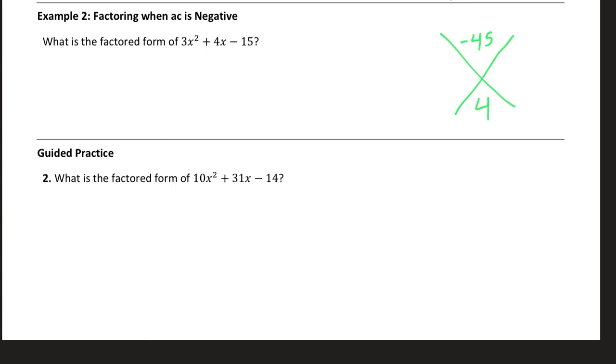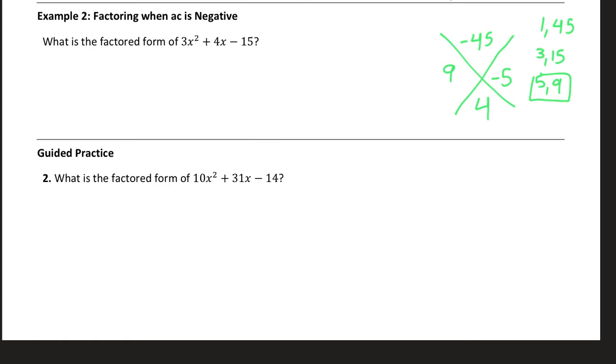So I'm going to list out the factors of 45. 1 and 45, that doesn't work. 3 and 15, doesn't work. 5 and 9. Now 5 and 9 would work because 9 minus 5 is 4. 9 times negative 5 is negative 45. So listing out the factors can help. That can help you brainstorm what you need to do.